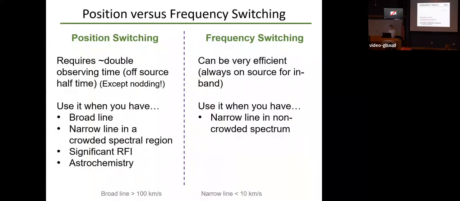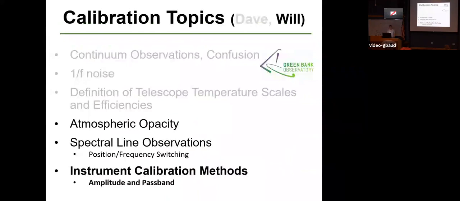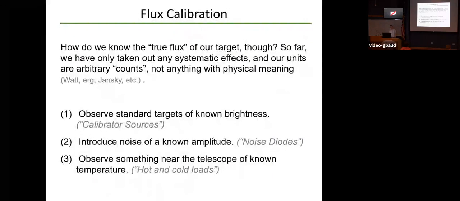We are on to the last bit of this talk, on instrument calibration methods. Up until now, everything we've done has been relative comparisons between one on and one off. I'm removing baseline, but I don't really have any knowledge of the true flux of my object, just the relative flux between an on and an off measurement. So how do we go from arbitrary counts to something with physical meaning: watts, ergs, Janskys, etc.?